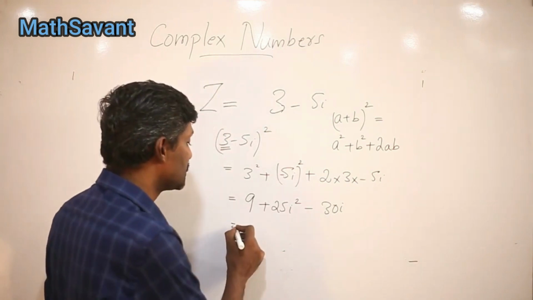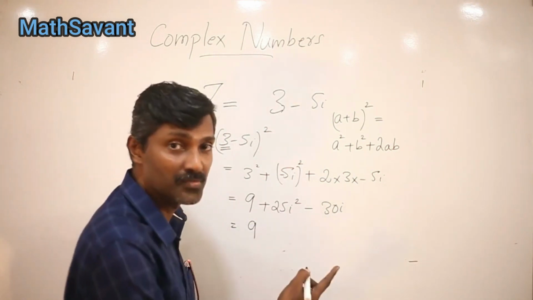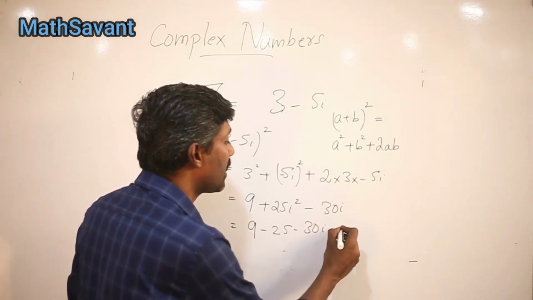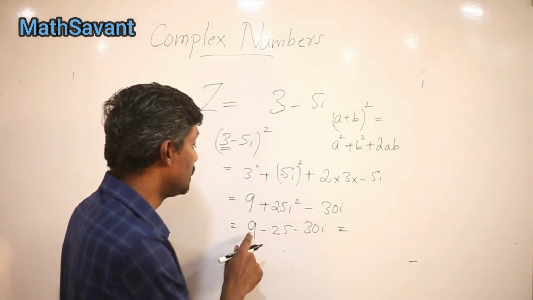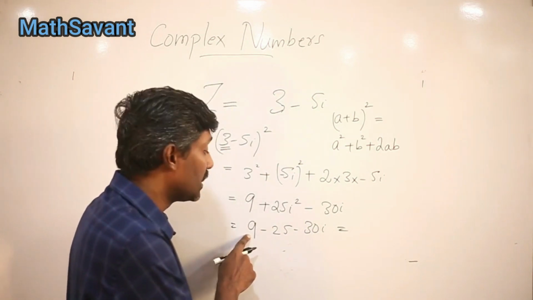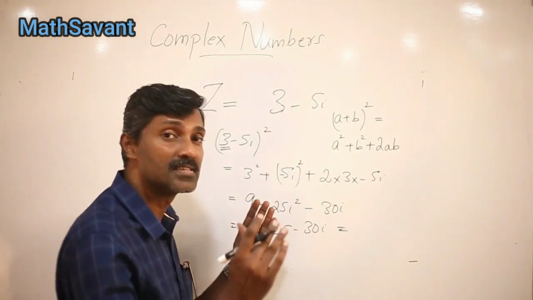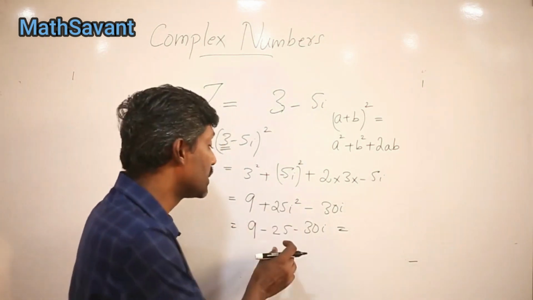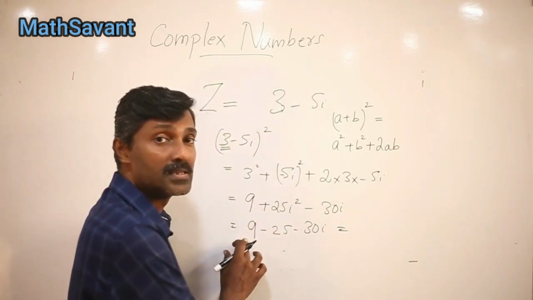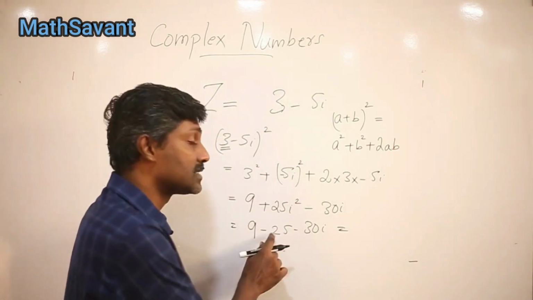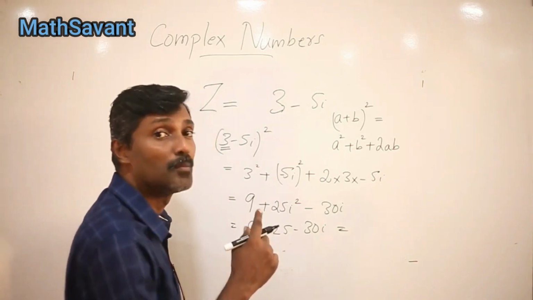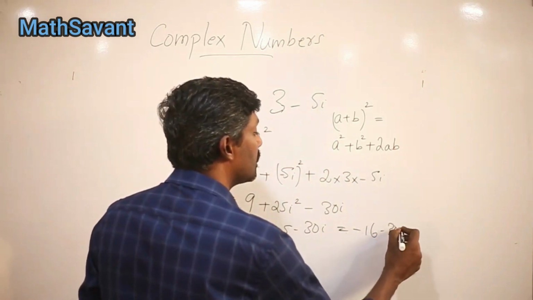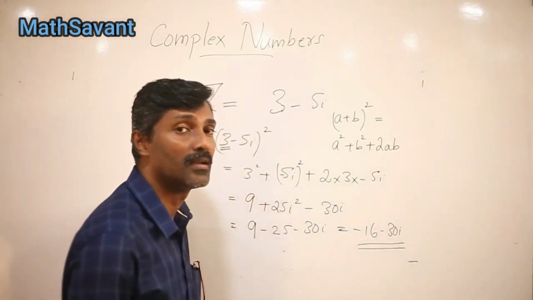Minus 1, right? So this is 9 plus 25 into minus 1, which is minus 25. Then minus 30i. So when I add these two real numbers, 9 is positive and 25 is negative. So it's basically subtraction. You subtract the smaller number from the bigger number. Here the bigger number is 25. So 25 minus 9 is 16. 25 has a negative sign, so you get the answer as minus 16. Okay. So this is minus 16 minus 30i. So that is the final answer.